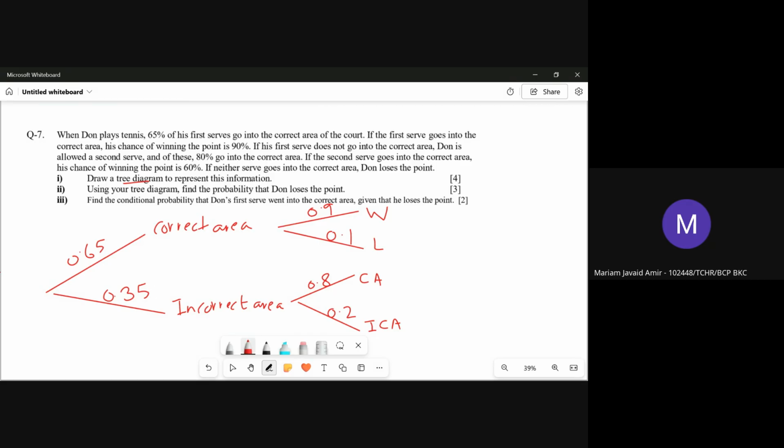If the second serve goes into the correct area, his chance of winning the point is 60%. So from here, the chance of winning is 60%, 0.6. So the chance of losing would be 40%, 0.4. If neither serve goes into the correct area, Don loses the point. So if it goes into the incorrect area again, then he loses for sure. So the probability of losing would be 1, and obviously the probability of winning would be 0. This is our tree diagram. We can write win, loss for more clarity.